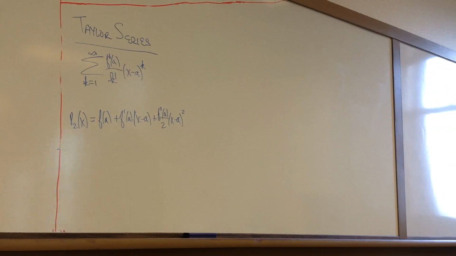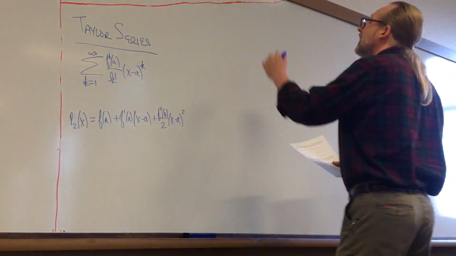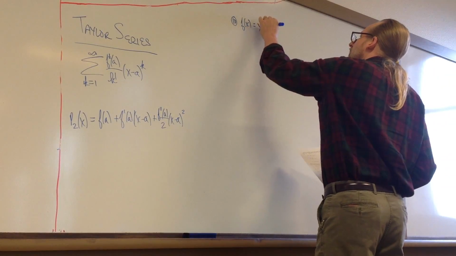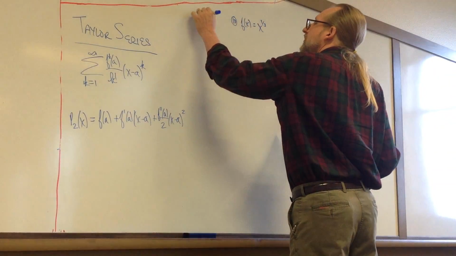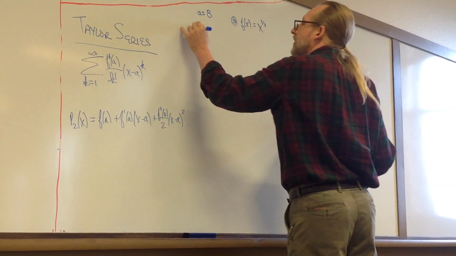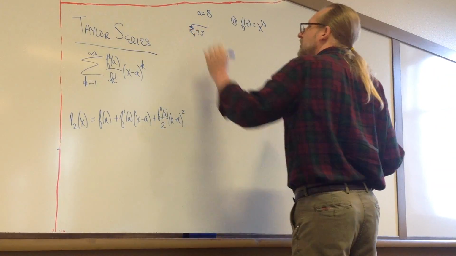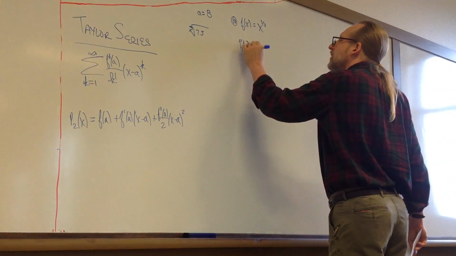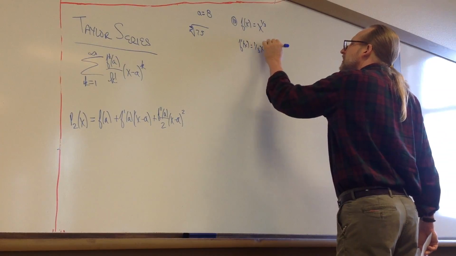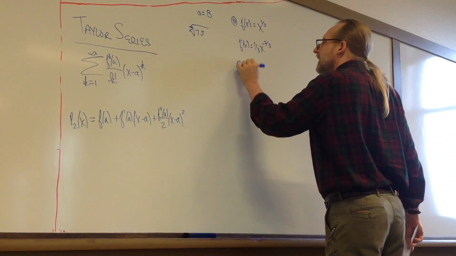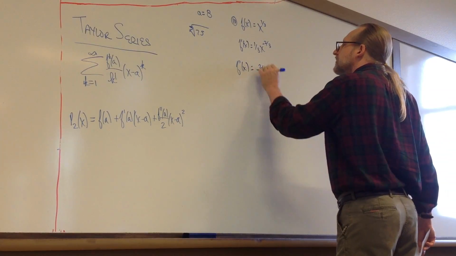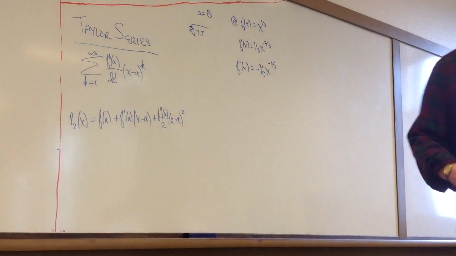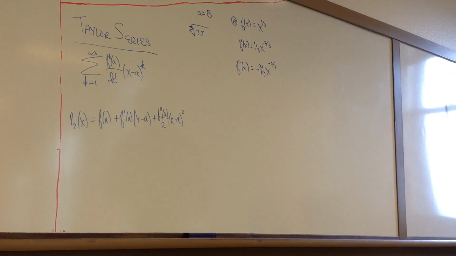See here, problem 10, our function is cube root x. Our a value is 8, and we want to use that to approximate the cube root of 7.5. All right, so f prime is 1/3 x to the minus 2/3, and f double prime is negative 2/9 x to the minus 5/3.